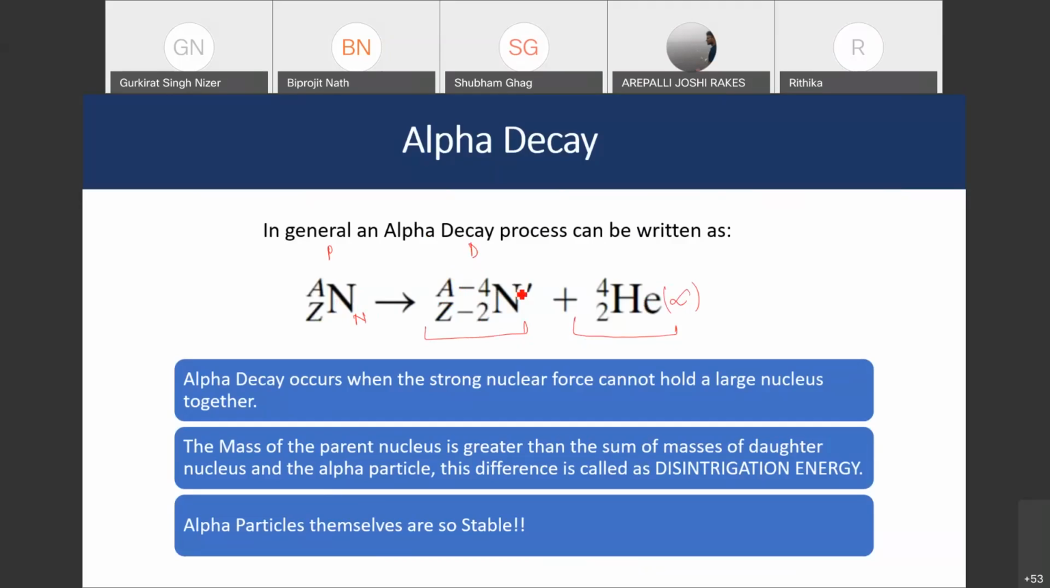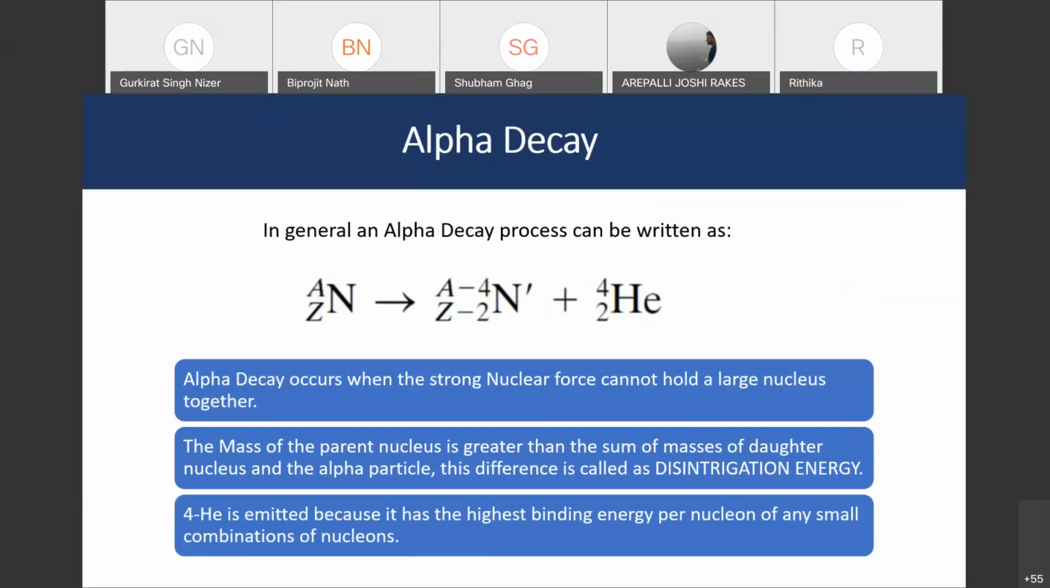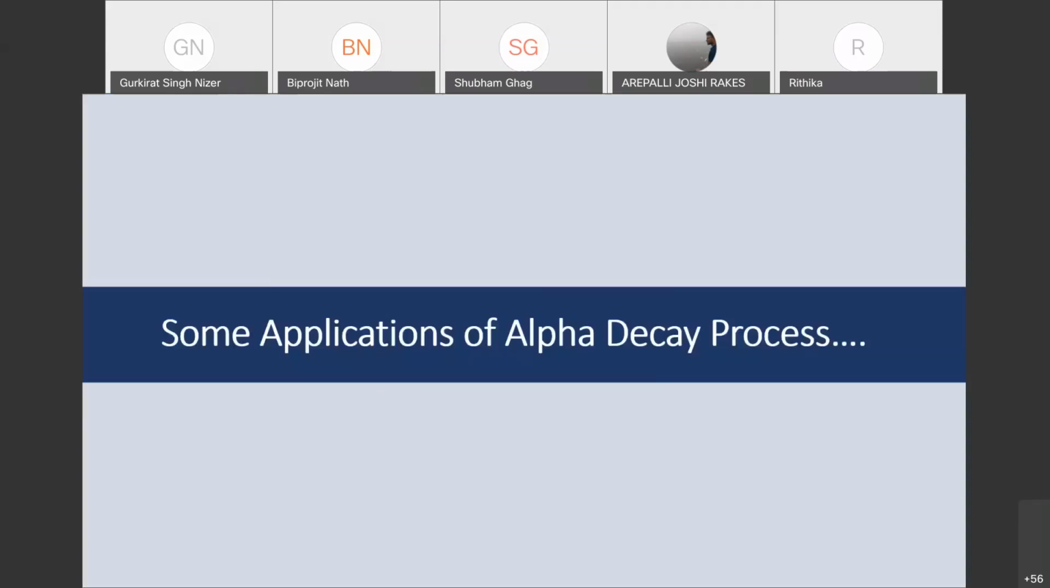Fine. And the mass of the parent nucleus is greater than the mass of the daughter and the helium nucleus, and the difference in mass between the parent and the daughter along with the helium nucleus is what we call the disintegration energy. That is, when this decay occurs, this amount of energy is released, that be 2.13 MeV, and that energy is what we call the disintegration energy. And alpha particles themselves are so stable, because of the highest binding energy per nucleon which the alpha or helium nucleus has. That's why it's so stable.